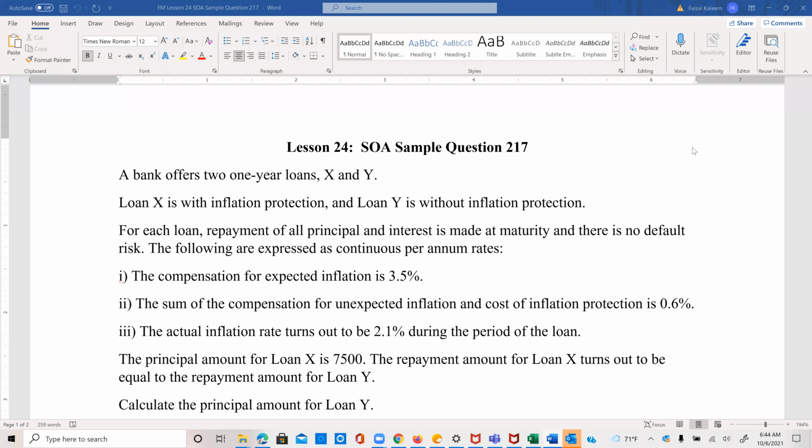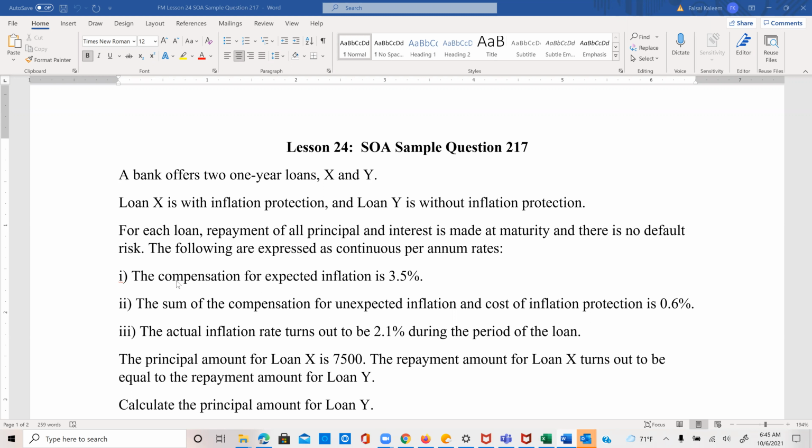A bank offers two one-year loans X and Y. Loan X is with inflation protection and loan Y is without inflation protection. For each loan, repayment of all principal and interest is made at maturity and there is no default risk. The following are expressed as continuous per annum rates.